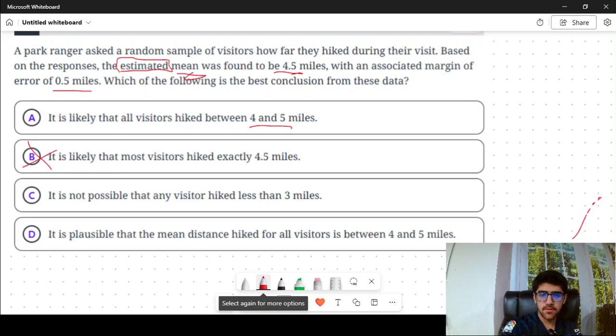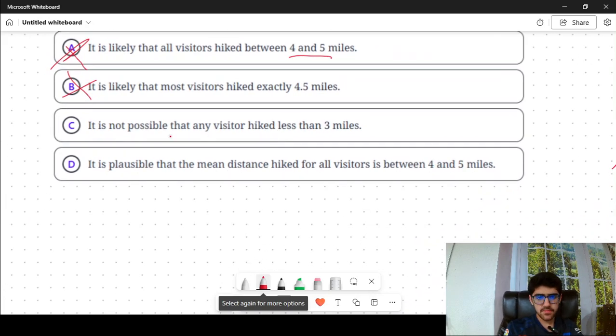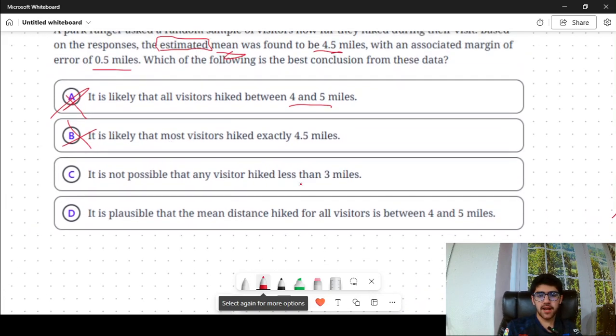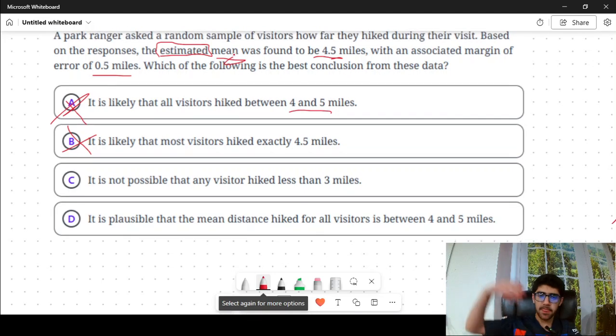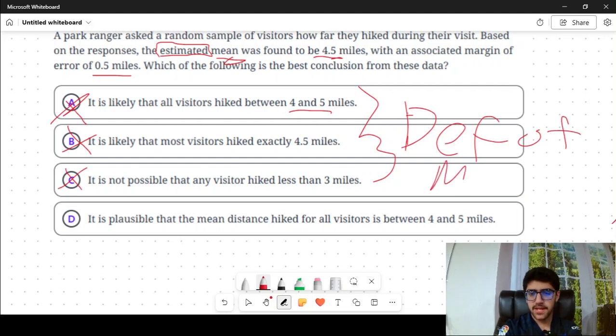And then it's like hike between 4 and 5 miles. This one we said based on the averages definition. And so the first two are both based on the definition of the mean, the definition of what an average is. C says that it is not possible that any hiker hiked less than 3 miles. Same reasoning as above. This is the mean. We could have had 10 people hike 0.5 miles, and 30 people hike 7 miles, and the average, I'm not going to calculate, but the average would be around 4 to 5 miles. So this one is also wrong. So like the first three, you can literally just eliminate them based on the definition of mean.